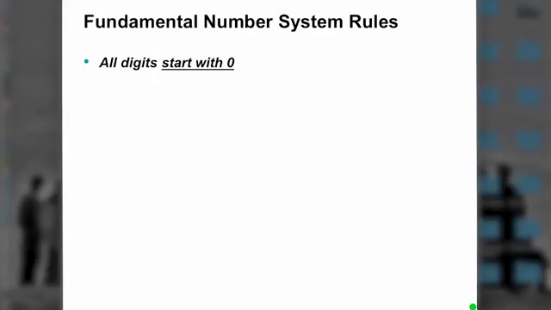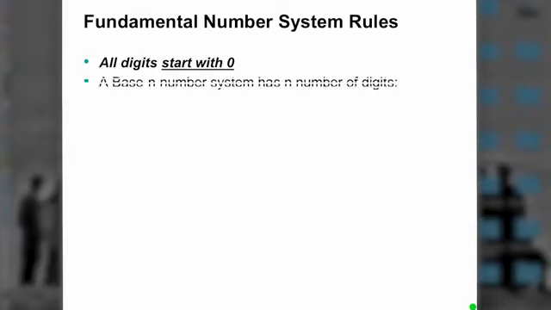In this video, we're going to take a look at the binary number system. We're also going to see how to convert from binary to decimal. First, a brief look at the fundamentals of number systems. In all number systems, the first digit begins with 0.